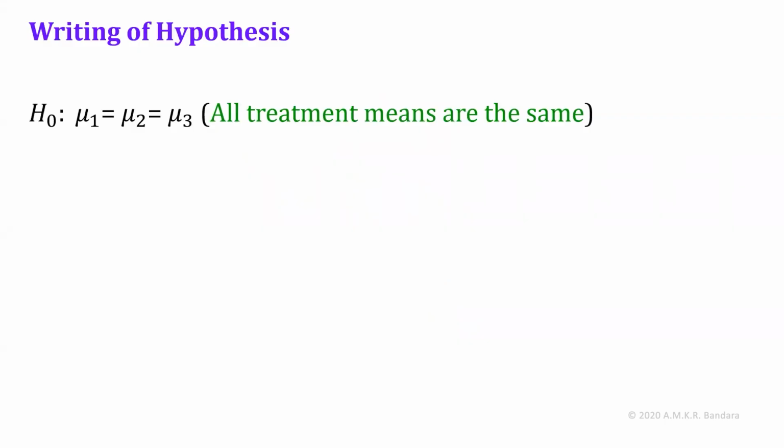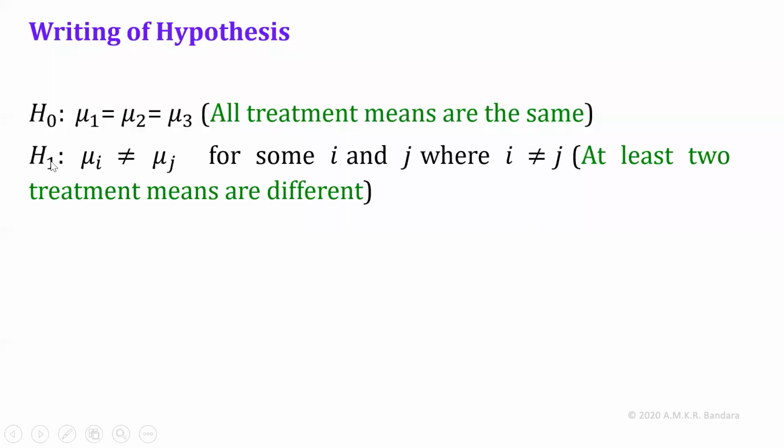Before that, you need to write the hypothesis. You know, in a statistical test, there are two hypotheses we have to write. First hypothesis we call the null hypothesis. Second hypothesis we call the alternative hypothesis. In the null hypothesis, we assume all the treatment means are the same. That can be written symbolically using mu1 equal to mu2 equal to mu3.